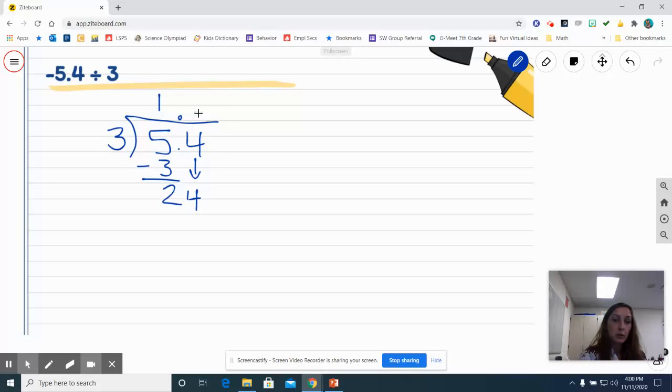3 goes into 24 8 times. 8 times 3 is 24. We subtract. There is nothing left over, so our answer is done. I just have to go back and make sure whether it is positive or negative. 2 different signs means it's going to be a negative answer, negative 1 8/10.